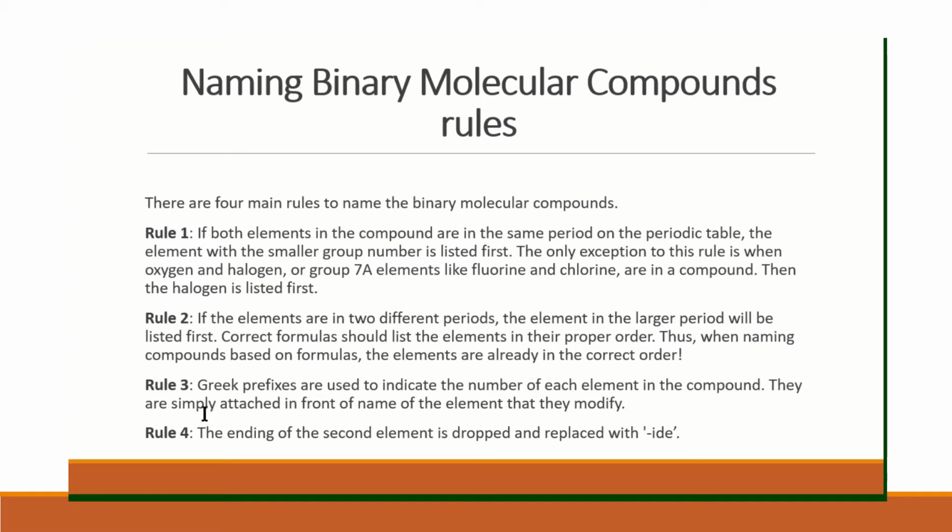Rule number 3. Greek prefixes are used to indicate the number of each element in the compound. They are simply attached in front of the name of the element that they modify. Rule number 4. The ending of the second element is dropped and replaced with -ide.